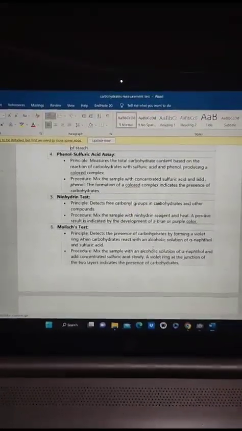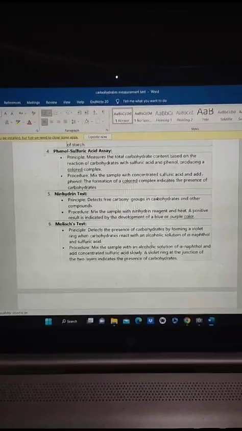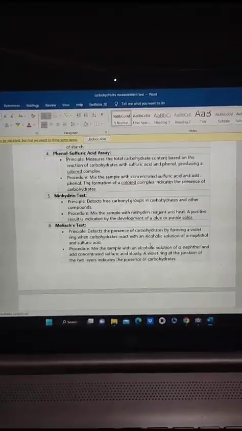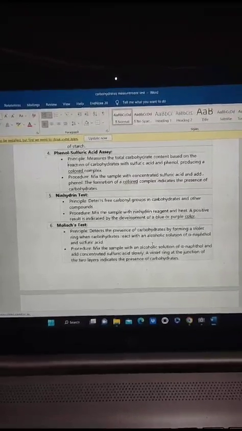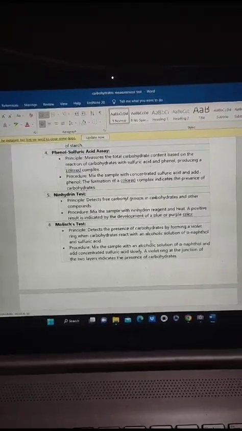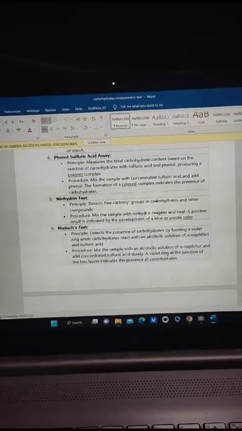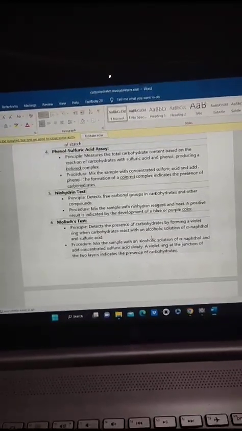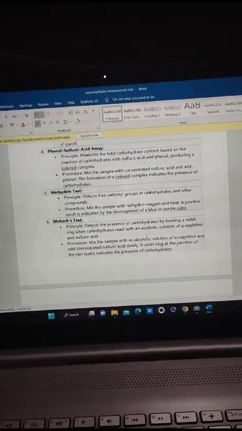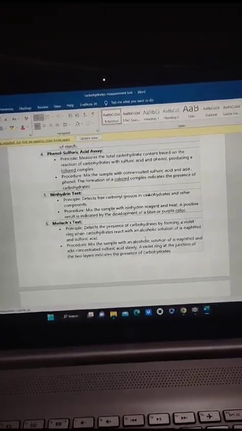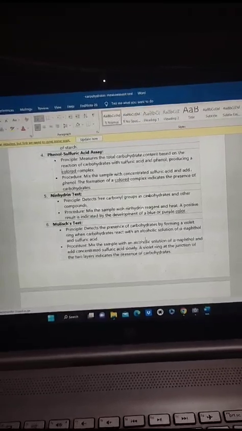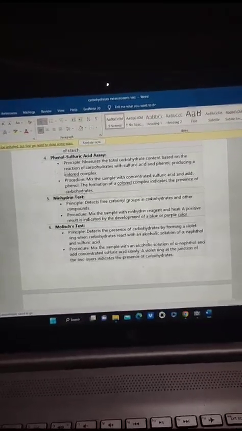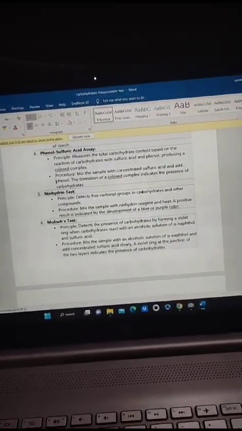Similarly, the Molisch test, which is used to determine the presence of carbohydrate, is achieved with forming a purple ring color, showing carbohydrate reacts with the alcoholic solution of alpha naphthol and sulfuric acid. Here the process involves mixing the sample with the alcoholic solution of alpha naphthol, and the concentrated sulfuric acid is added slowly, and a purple ring at the junction of the two layers indicates the presence of carbohydrate.